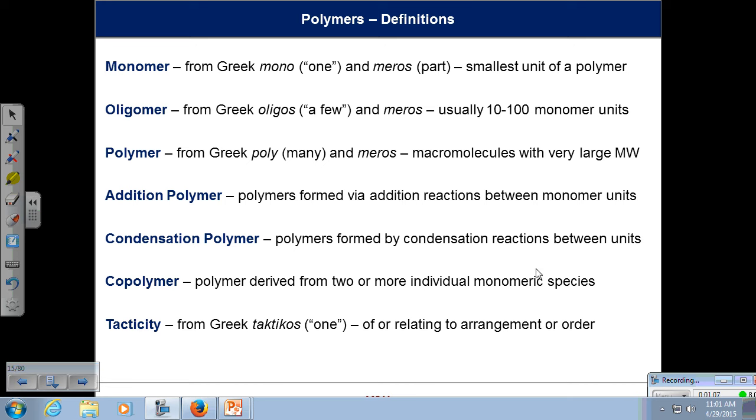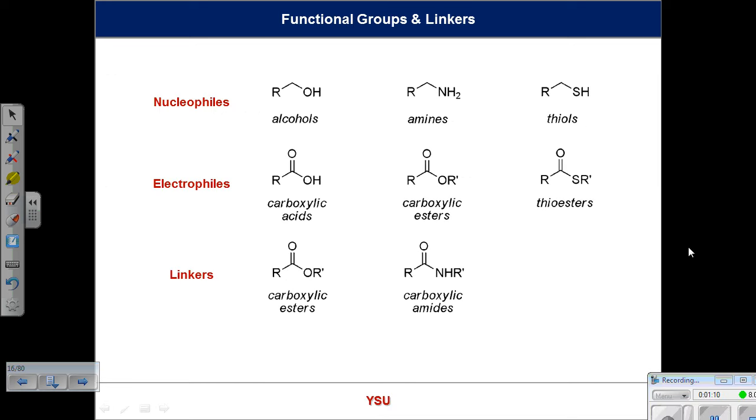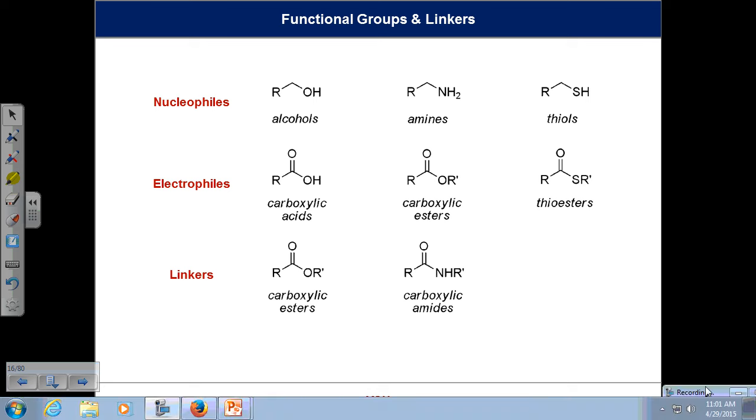And as we work our way through here, I'll try to point out some of the conventions that we use and some of the basic ideas so that you can see the language. You need to have functional groups. You can't make polymers unless you have functional groups. Alkanes are difficult to polymerize. They don't have anything to react with.